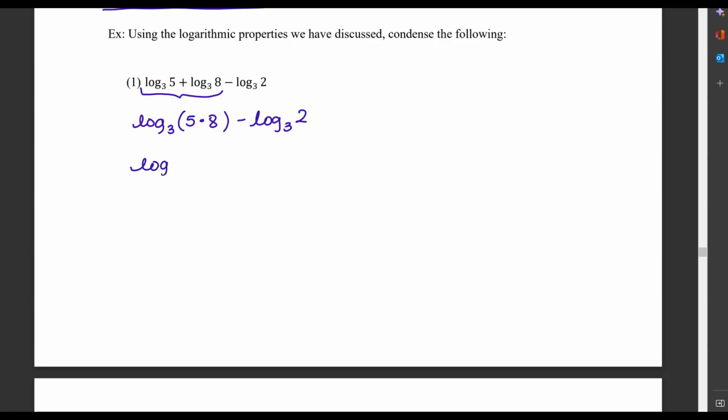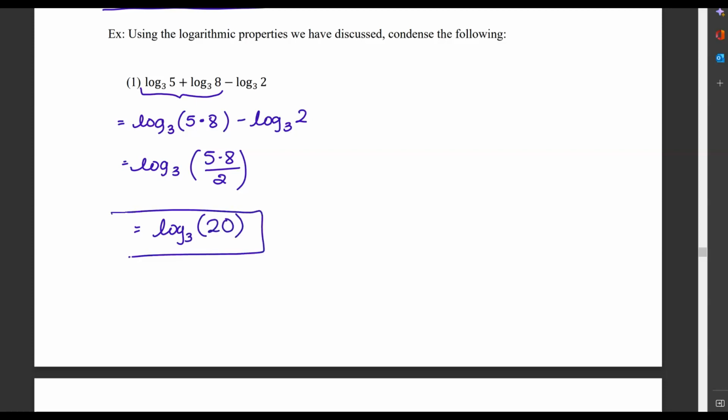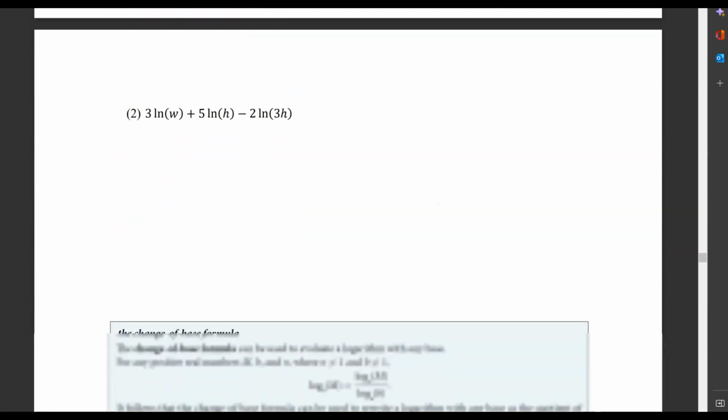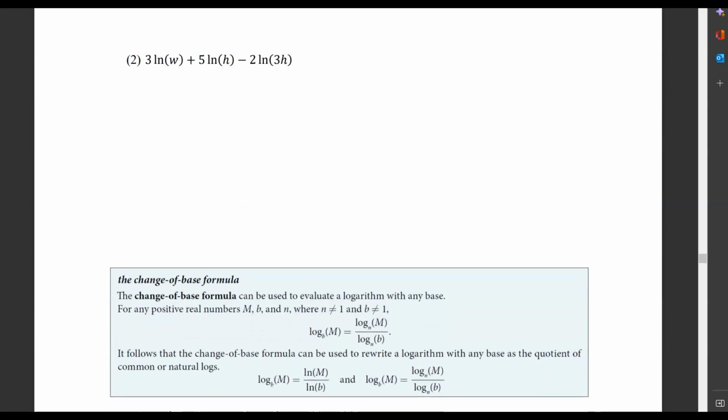So this becomes log base 3 of 5 times 8. I haven't multiplied anything out yet, and I'm going to divide this whole thing by 2. Okay, so now I can go ahead and apply this. 5 times 8 gives me 40, divided by 2, that's going to be 20. So this final answer is going to be log base 3 of 20. That's really nice because it just collapses all the way down there. All right, go ahead and try number 2 on your own.